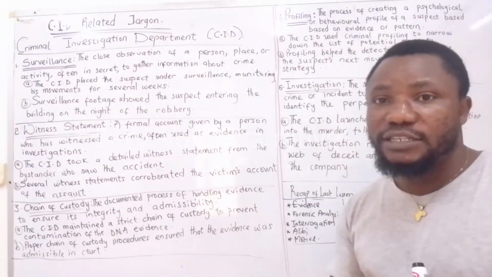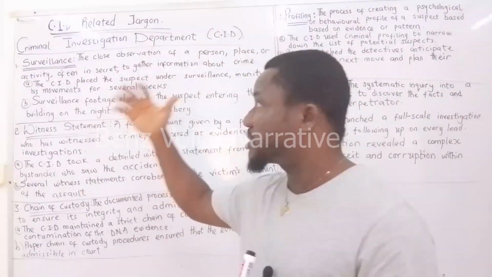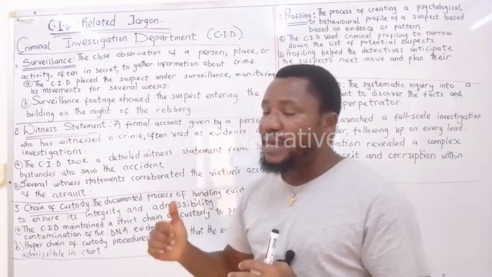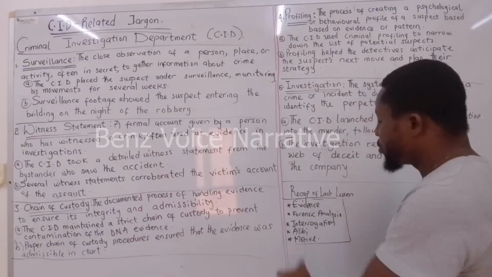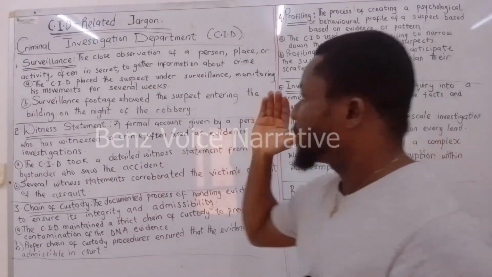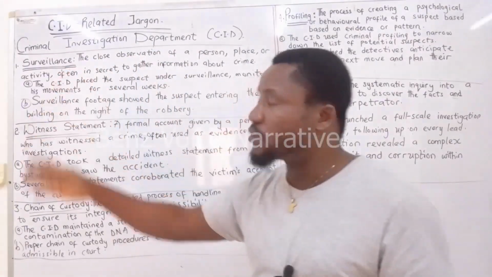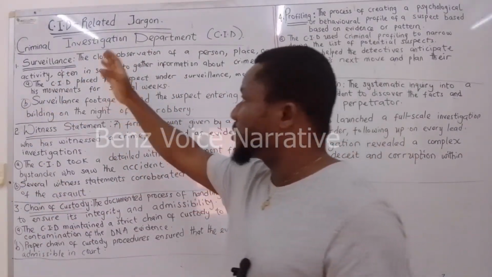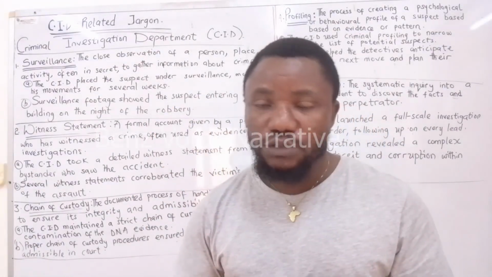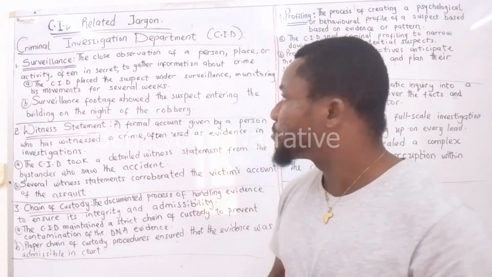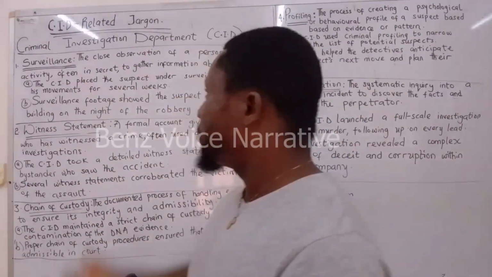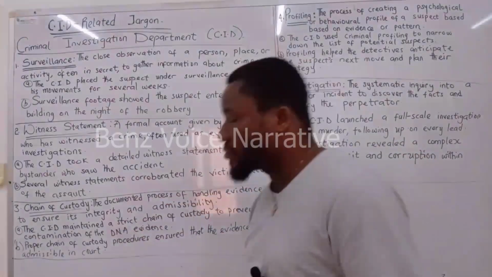Now, the first class being the introduction into this topic, we looked at the meaning of the acronym CID, and then we considered other facts, after which we looked at five words, five registers under this department of the police force. First of all, we said the CID is an acronym that stands for Criminal Investigation Department or Department of Criminal Investigation, where the C is criminal, the I investigation, and the D stands for department.